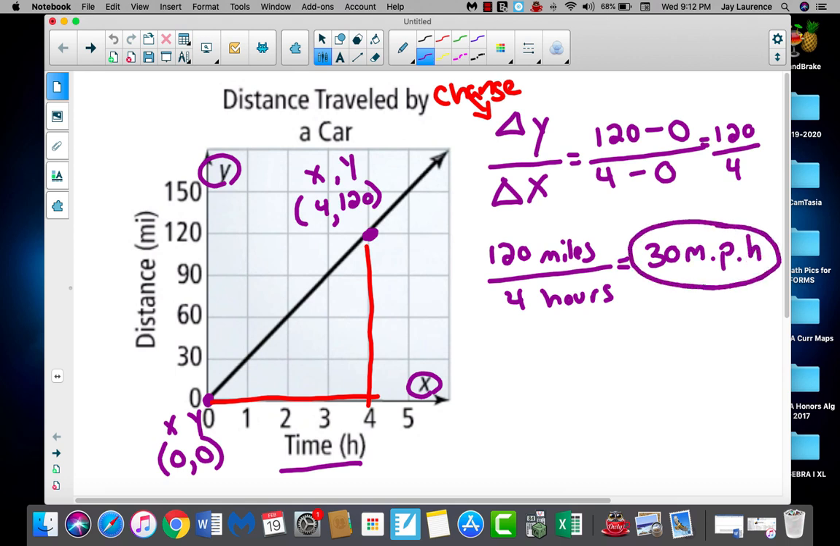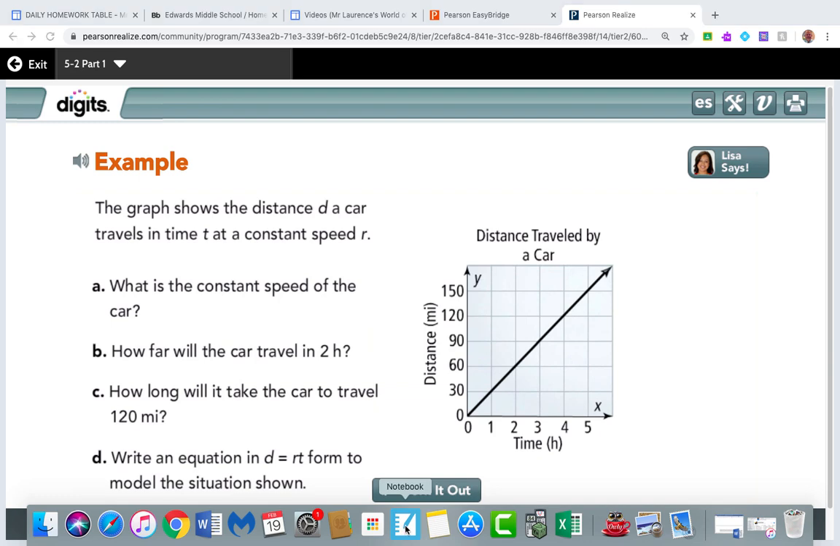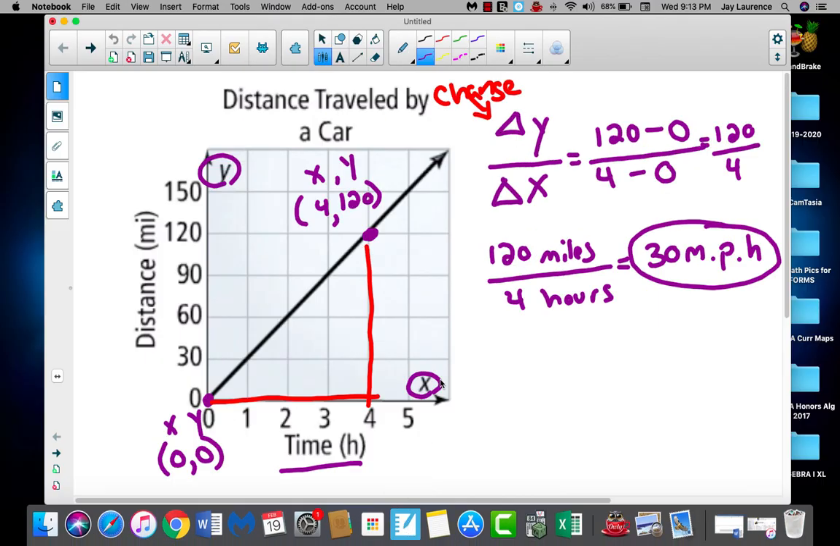Yeah, that's pretty crazy. All just from that graph. So that's the answer to question A. It says, what is the constant speed of the car? All right. Now it says, how far will the car travel in 2 hours? Well, the graph can tell me, but what I would love to do is make an equation. So y is my distance. X is my time. My rate of change is 30 miles per hour. I'm going to write y equals 30x.